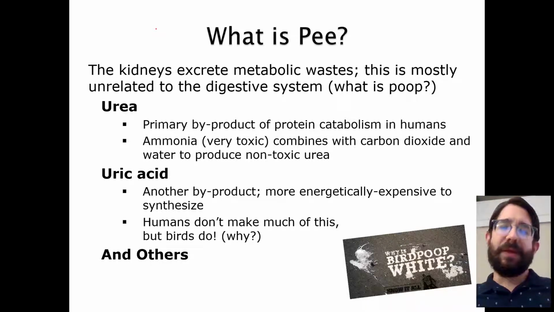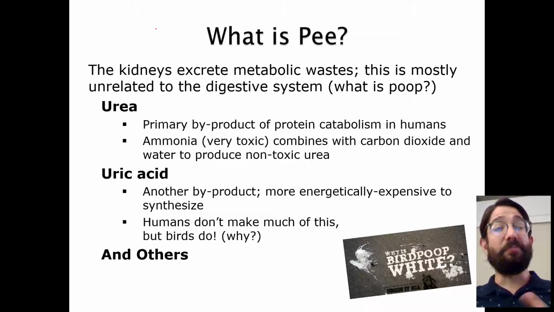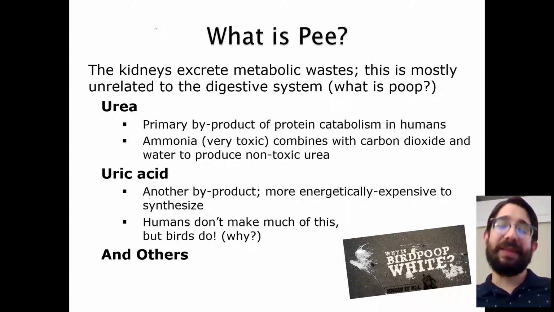We also make this other byproduct called uric acid. That actually takes more energy to make, so there's not a lot of good reasons to do so. Although birds make a lot of uric acid. It's what makes their urine so pasty. And the reason they do that is so that they can fly. Uric acid is much more concentrated and it makes it lighter so they don't have to carry around a giant bladder full of water.